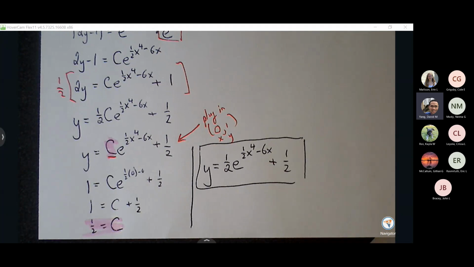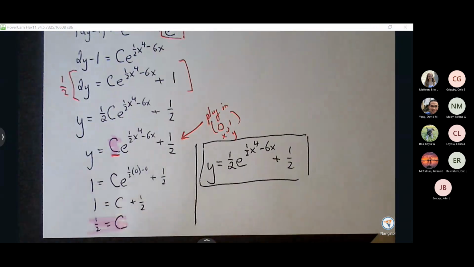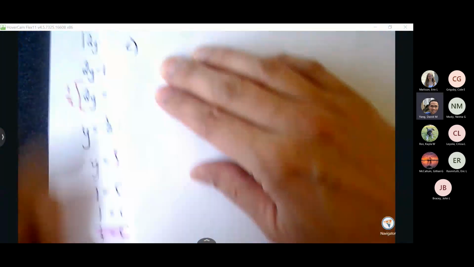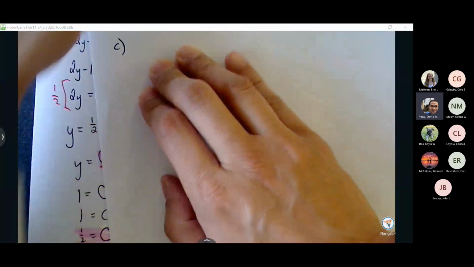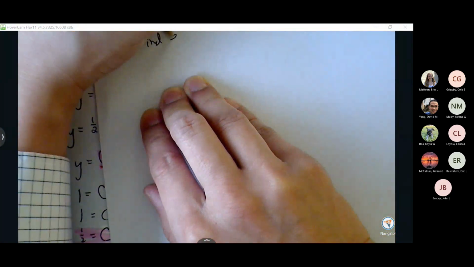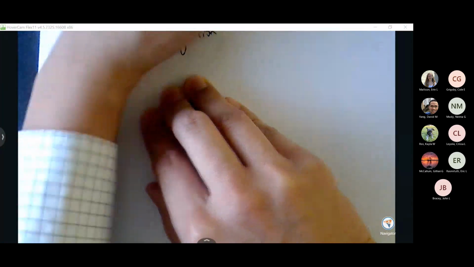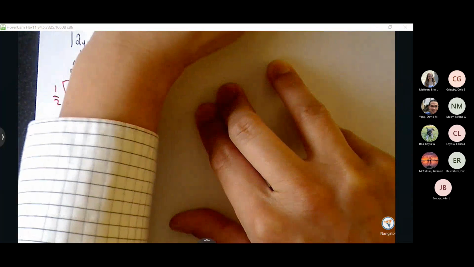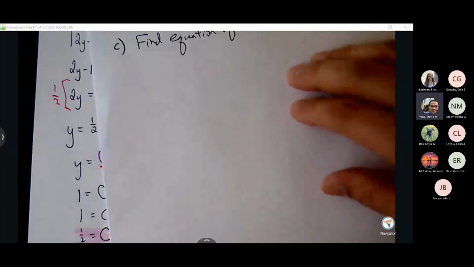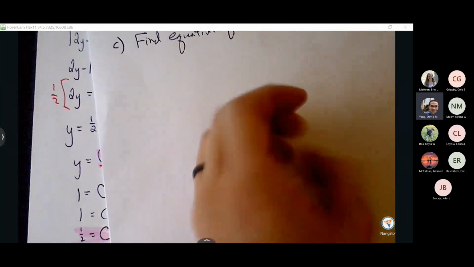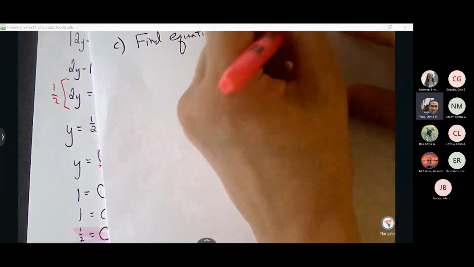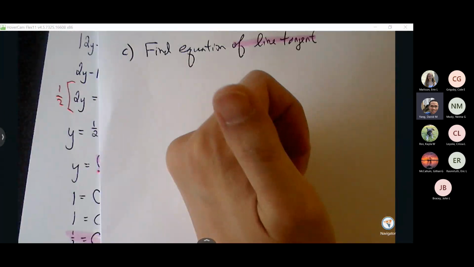Okay, so now part C says find the equation of the line tangent to the function at the point where x equals 0, and use it to approximate f of 0.2. Notice the direction here. It says find the equation of the line tangent. So that means ultimately we need a linear equation. We're not going to be using any of the functions that we created at the end. This is a tangent line here.